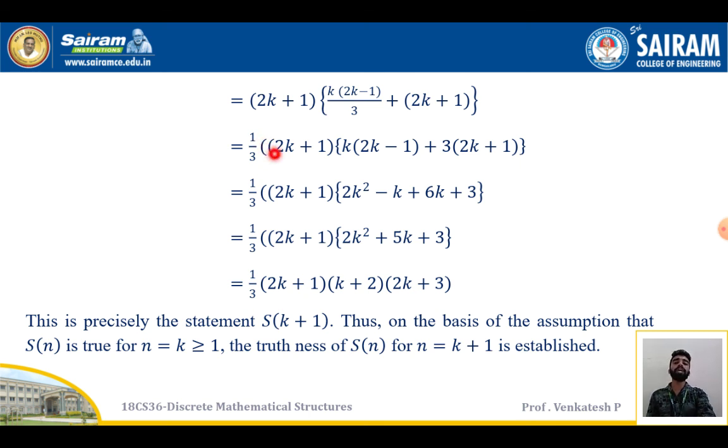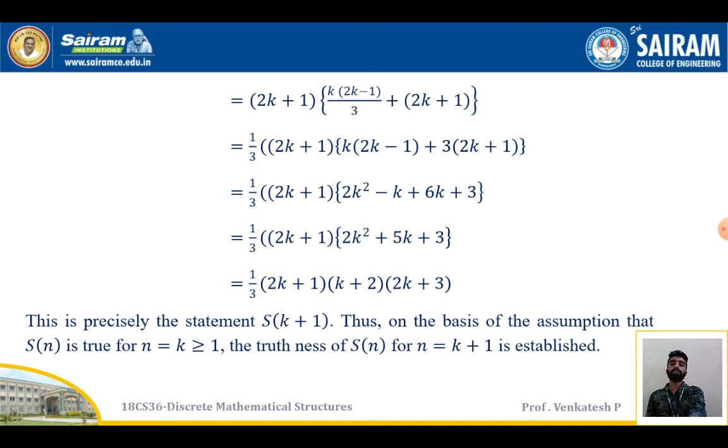1 by 3 into (2k plus 1) times [k(2k minus 1) plus 3(2k plus 1)]. Expanding this, I will be getting 1 by 3 (2k plus 1)(2k square minus k plus 6k plus 3). Then on further simplification, I will be getting 1 by 3 into (2k plus 1)(2k square plus 5k plus 3). On expanding this by using factorization, I'll be getting 1 by 3 into (2k plus 1)(k plus 1)(2k plus 3).